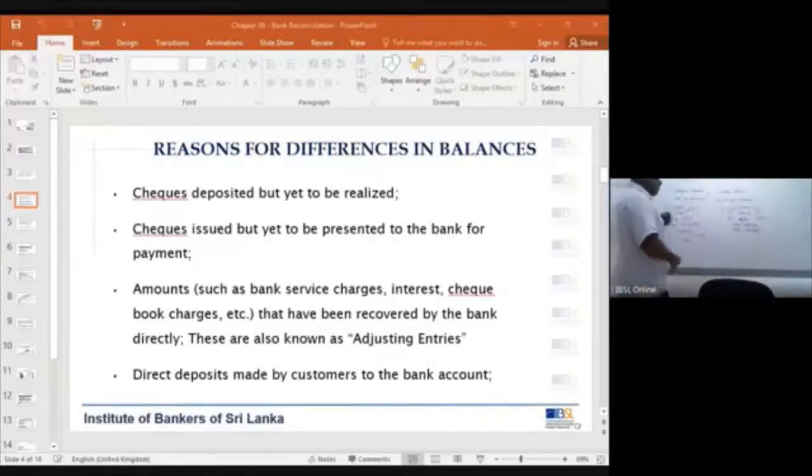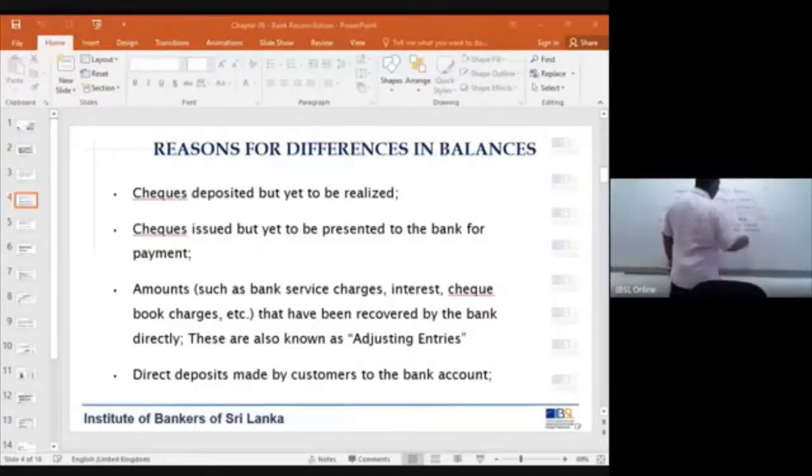So once the check is given, what will you do? You will go and credit your bank column instead of crediting the cash column, because this is not a cash transaction. This is a bank transaction. Whenever there is an involvement of a check, that is a bank transaction. So you are now going to credit your bank column in the cash book.